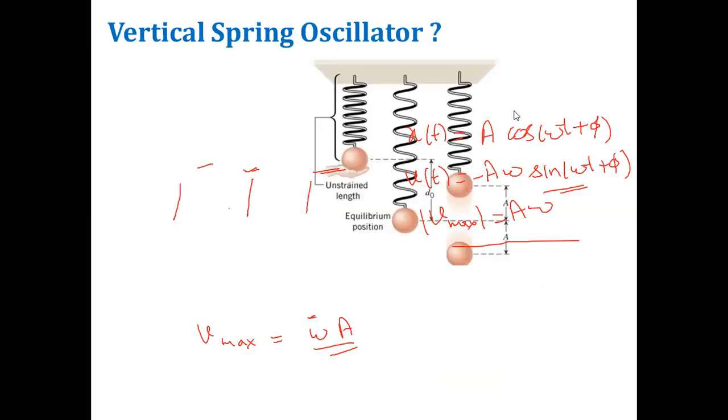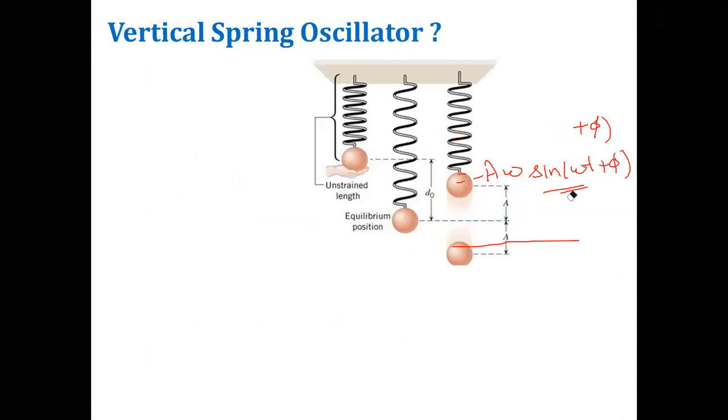Now let's talk about the second case of this block spring system, which is what if, rather than being horizontal, it's vertical in position. What would happen in that case? So if you have a spring which is in vertical position over here, and you attach a mass to this spring, the spring is going to expand and eventually your mass is going to come to some equilibrium position.